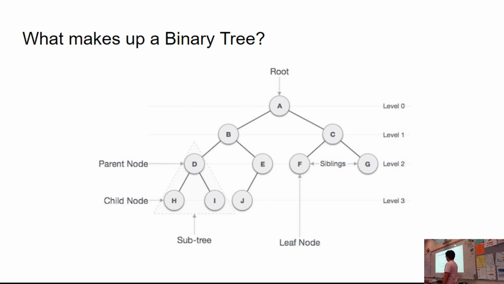Lastly, we have the leaf node, which is any node at the end of our tree. So we have a bunch of branches coming off our tree.